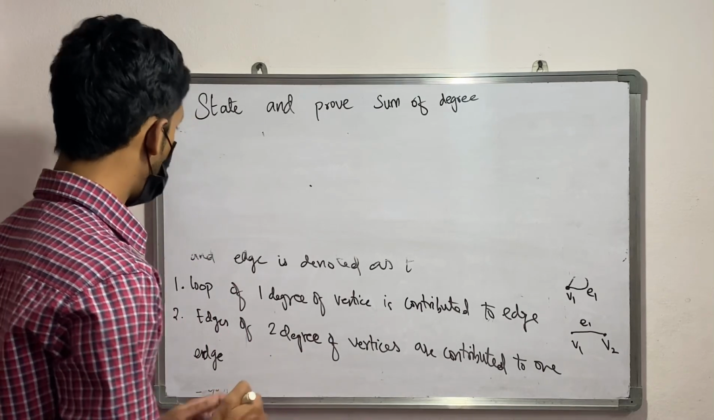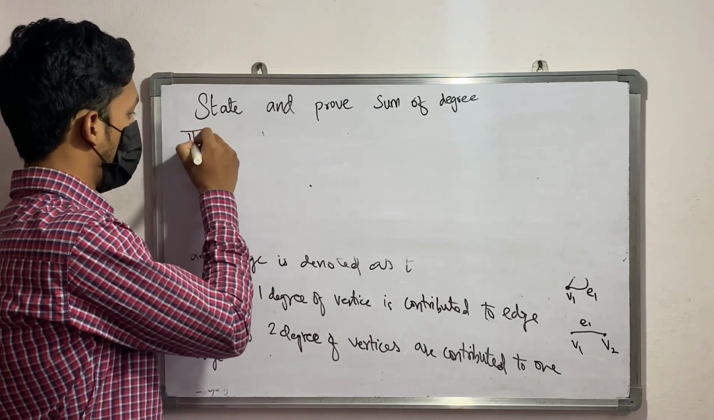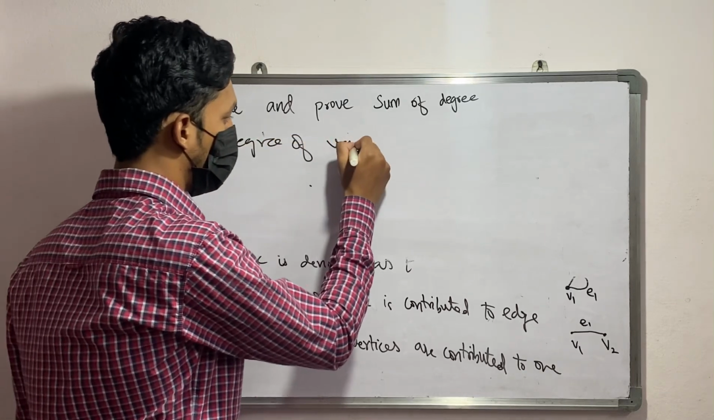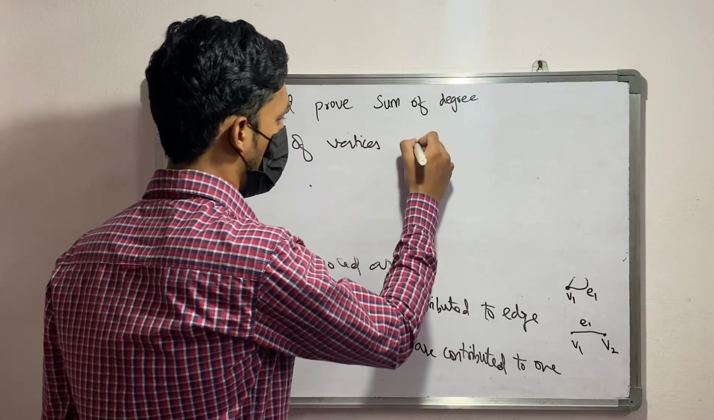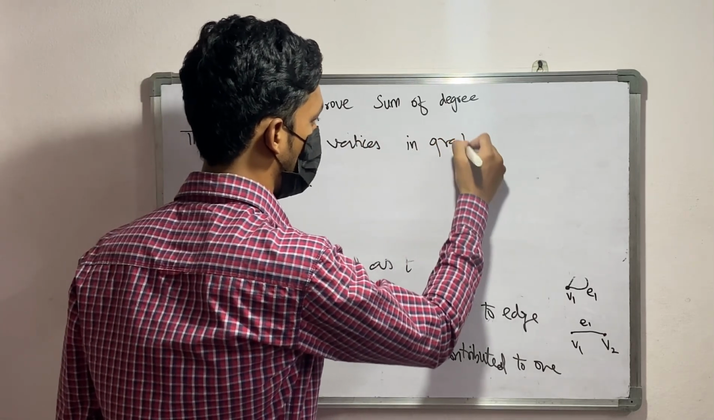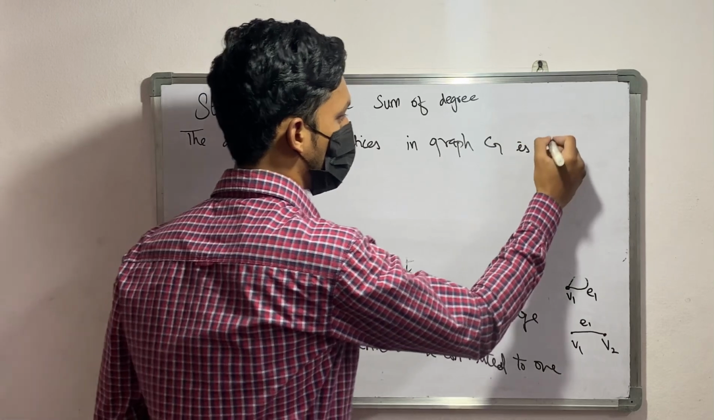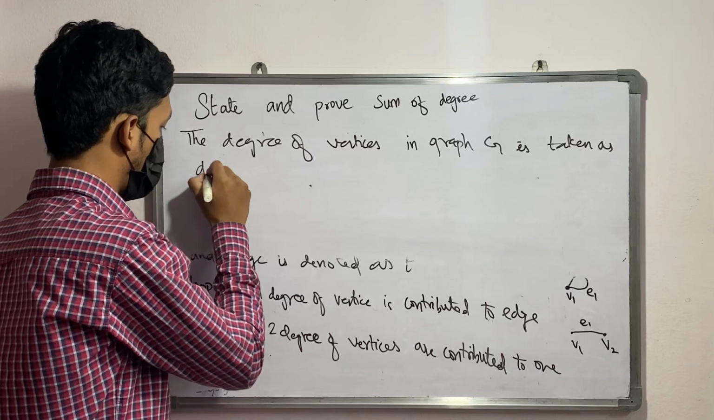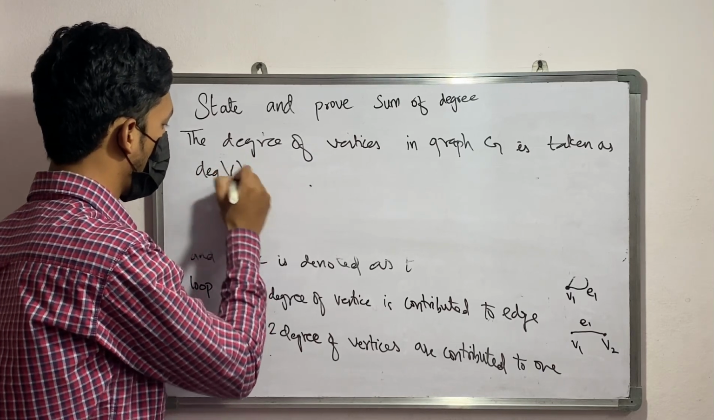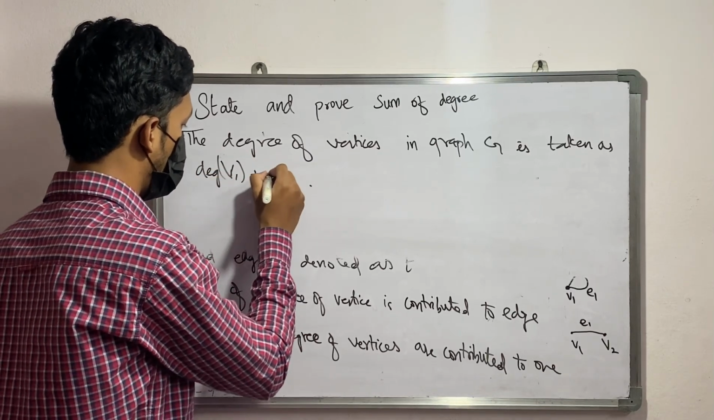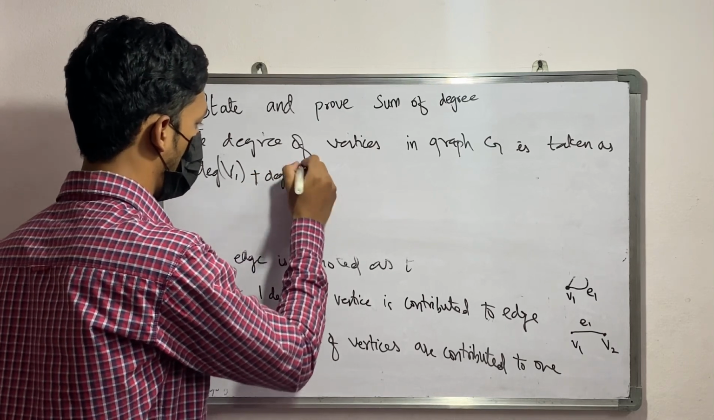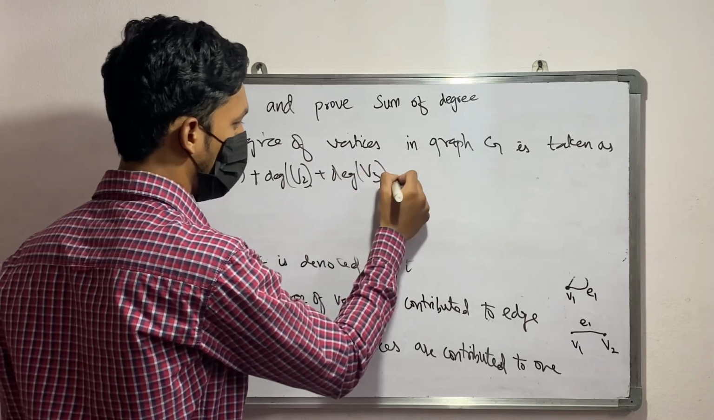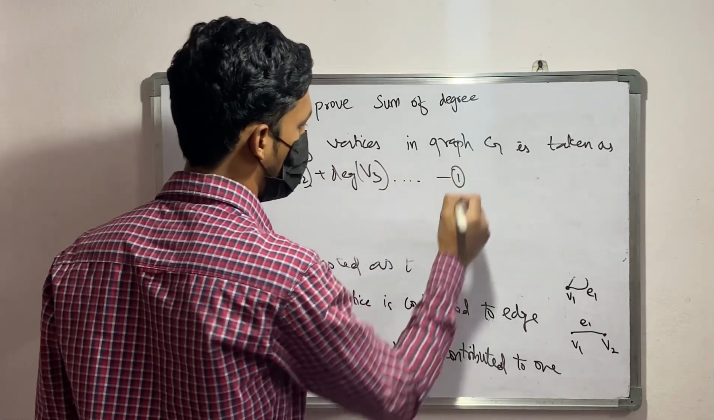Now guys, after this, the sum of the degrees of vertices in a graph G is taken as degree V1 plus degree V2 plus degree V3 and so on. This is the first equation.